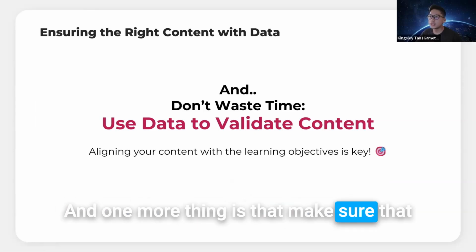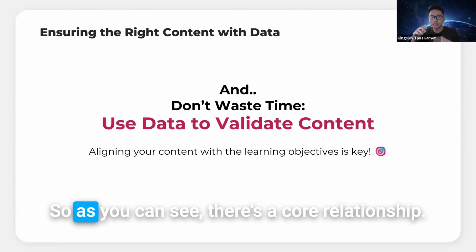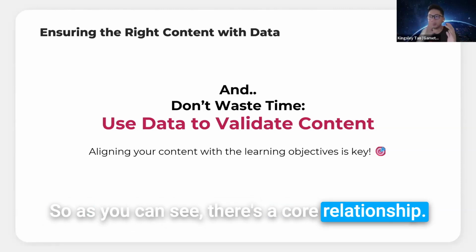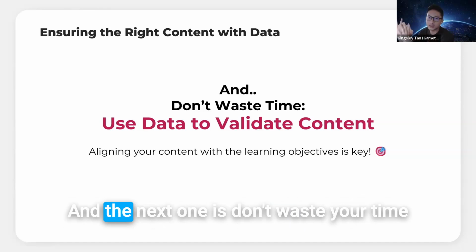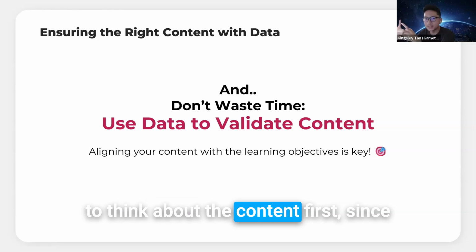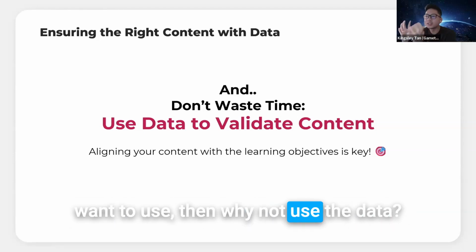And one more thing is to make sure that you are always using the right content with the data. So as you can see, there's a core relationship. Once you have identified your learning objective, you know which data to use. And the next one is, don't waste your time thinking about the content first. Since you already know what type of data you want to use, then why not use the data?